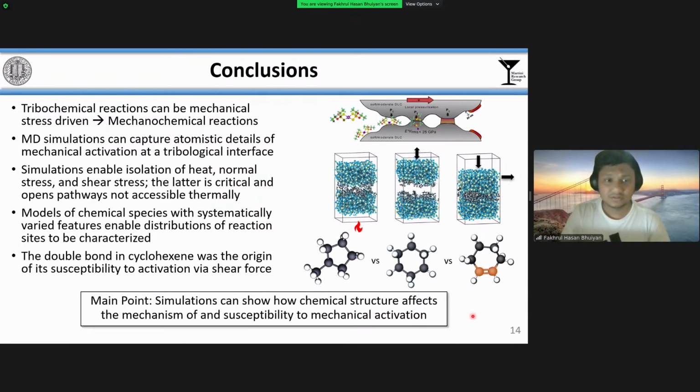That's it. The main takeaway point is that simulations can show how chemical structure affects the mechanism of and susceptibility to mechanical activation.